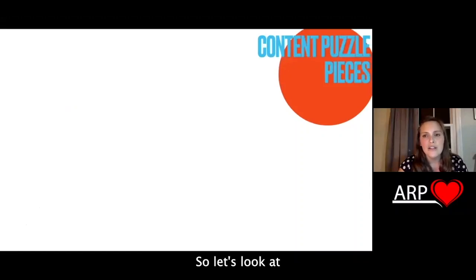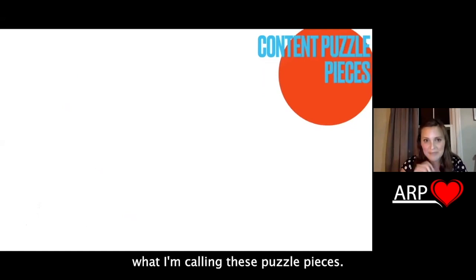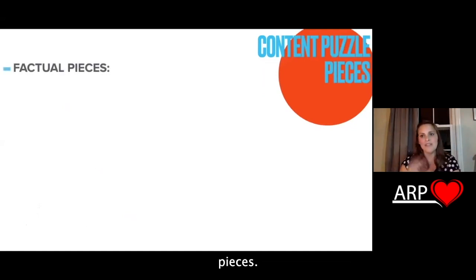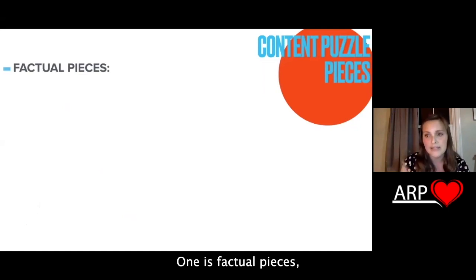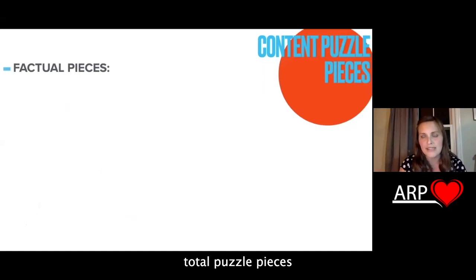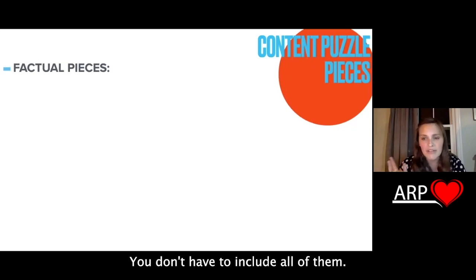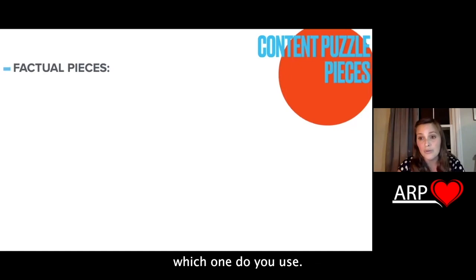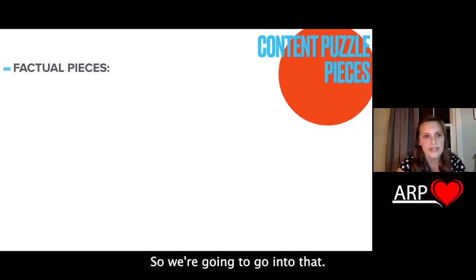All right, so let's look at the content of a bio, what I'm calling these puzzle pieces. There are two categories of puzzle pieces. One is factual pieces, and the other I'm calling fancy pieces. There's 6 total puzzle pieces that you might choose to include in a bio. They can go in any order. You don't have to include all of them, and you can sort of pick and choose which ones you use, although there are norms for formal contexts. So we're going to go into that.